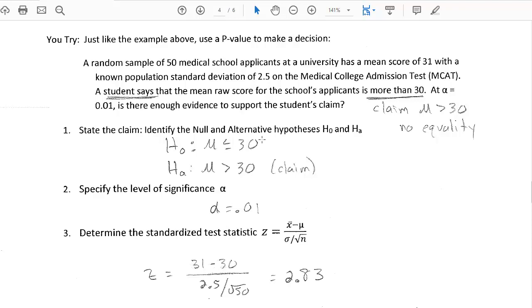Now, if we're taking the p-value approach, then we would need to calculate the standardized test statistic. We use our formula: our sample mean minus our claimed population mean, divided by the standard error. By hand, that's the sample mean minus the claimed equality in the null, equal to 30, divided by the standard deviation over the square root of our sample size of 50 medical students, and we get 2.83.